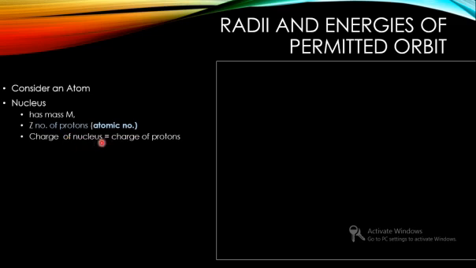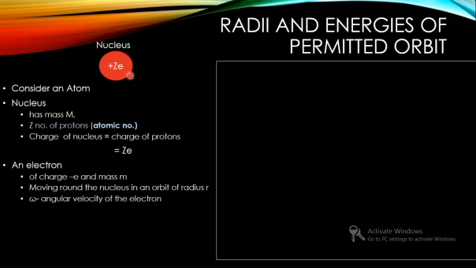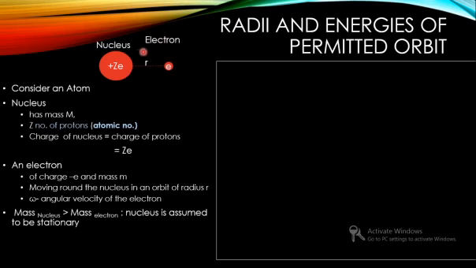So the charge of the nucleus is given by the charge of the protons. We know that there are Z protons in the nucleus, so the total charge will be Ze. Now we have an electron which revolves around the nucleus. Let it be of mass m, and we know the charge is negative e, and it is moving around the nucleus in an orbit of radius r. Let omega be the angular velocity of the electron. This r is what we are going to determine now.